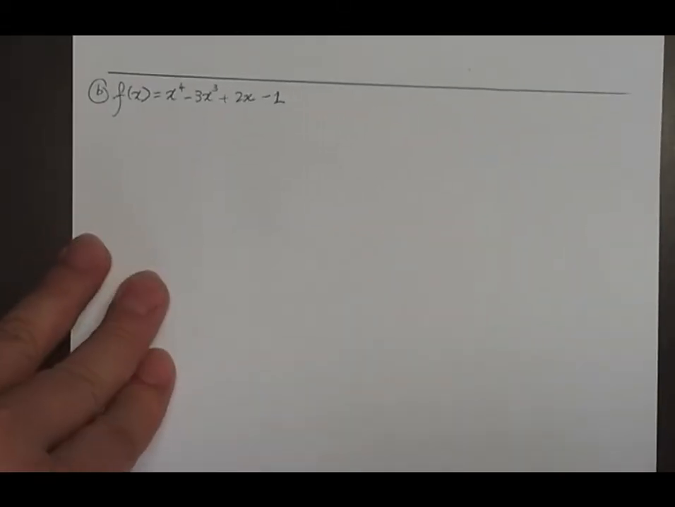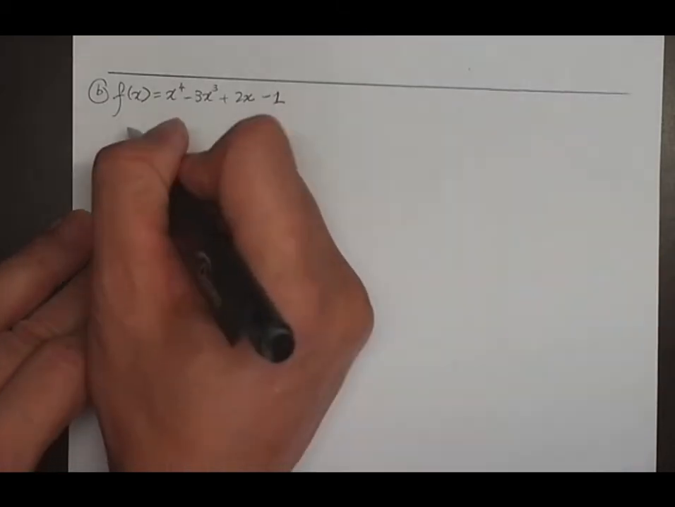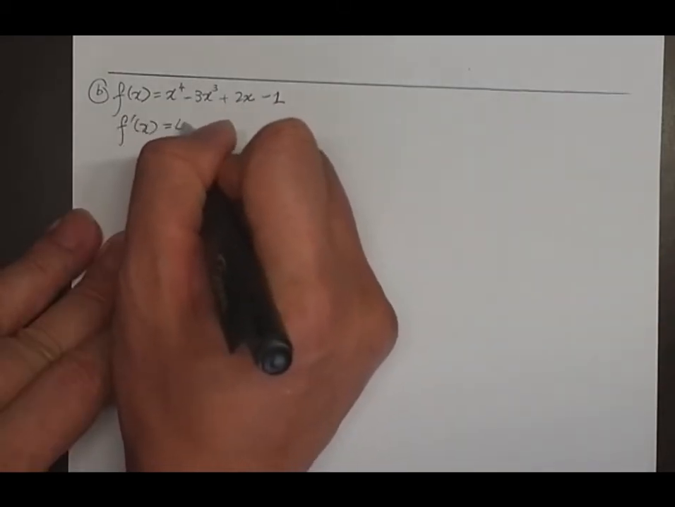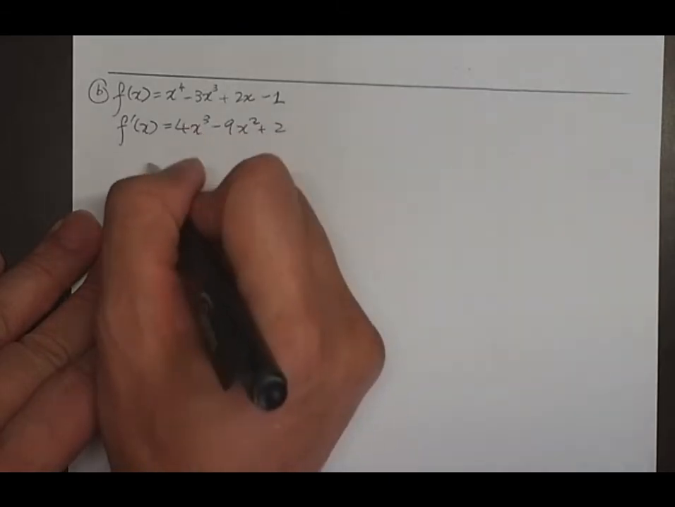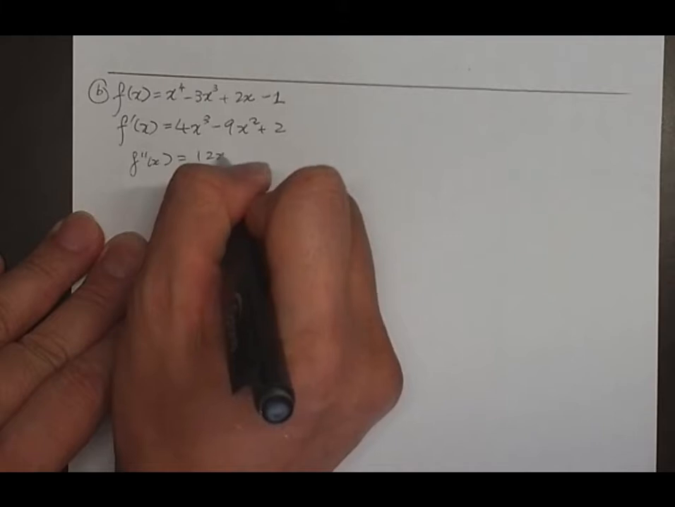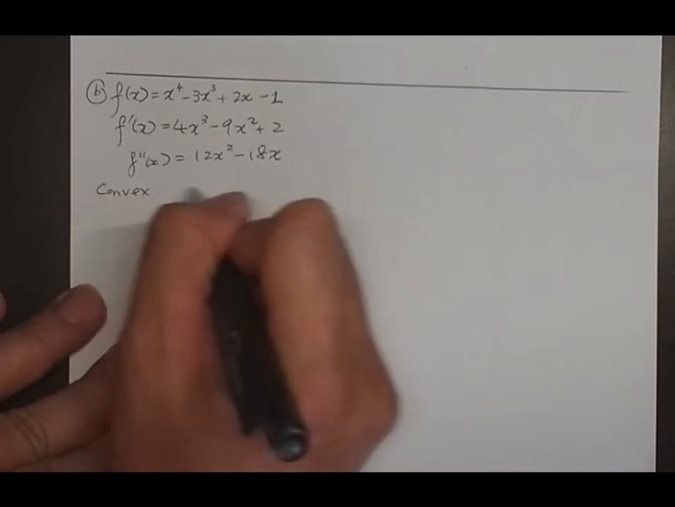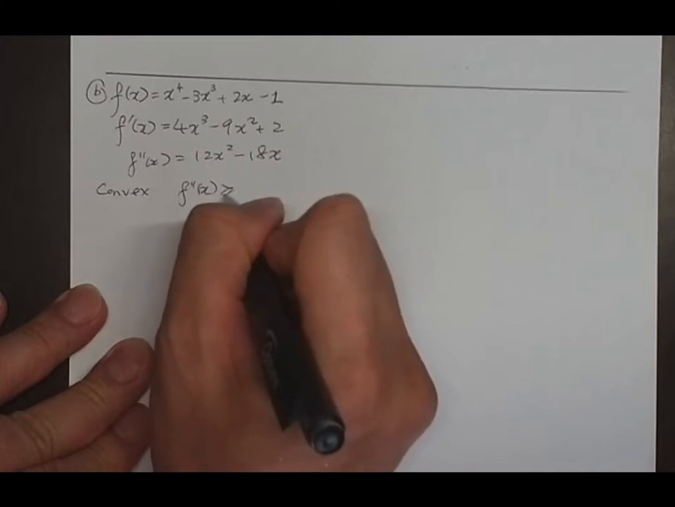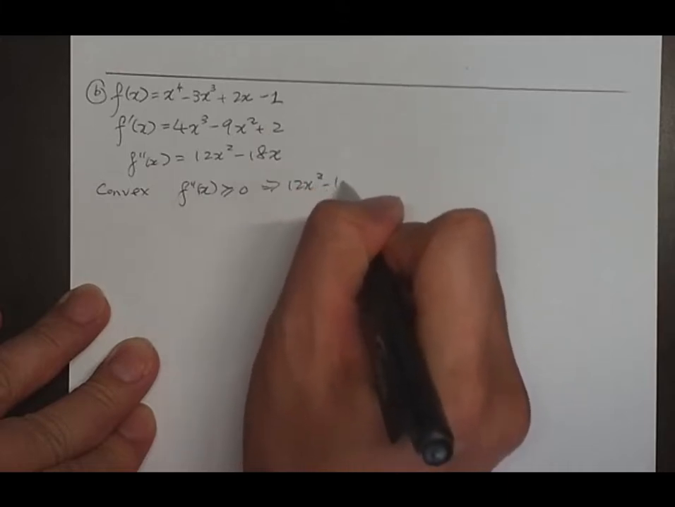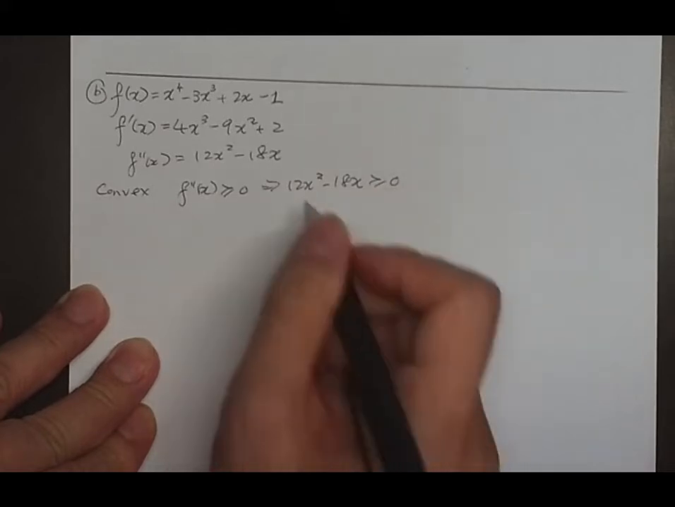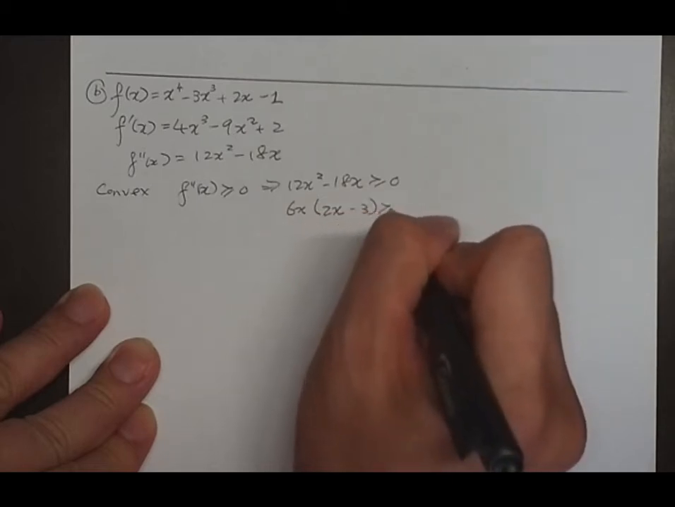And in part B, f(x) equals x to the 4 minus 3x squared plus 2x minus 1. So f'(x) is equal to 4x cubed minus 9x squared plus 2, and f''(x) is equal to 12x squared minus 18x. And for convex, f''(x) is greater than or equal to 0. So 12x squared minus 18x is greater than or equal to 0. So 6x multiplied by 2x minus 3 is greater than or equal to 0.